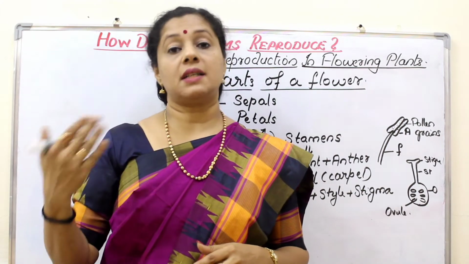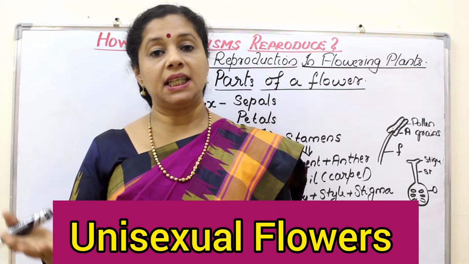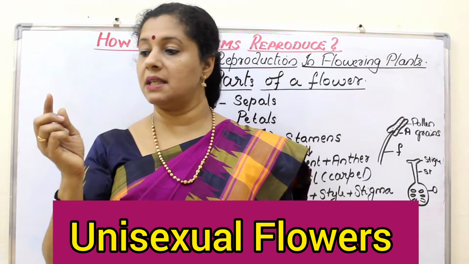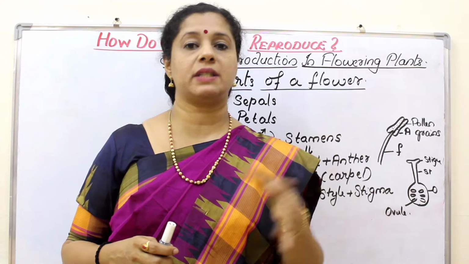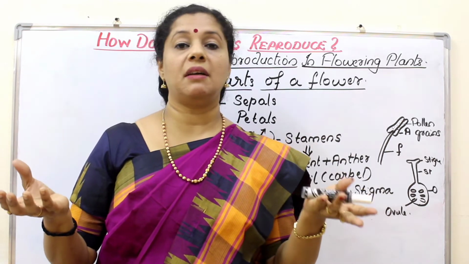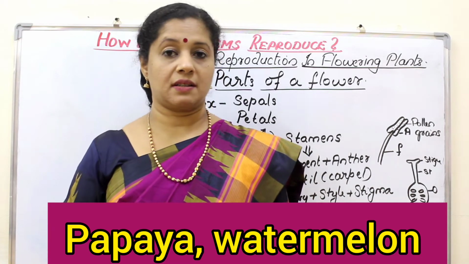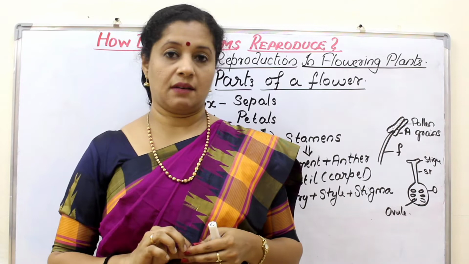Whereas there are certain other flowers which have only one sex present in them. Either stamen is there or carpel. Suppose when we take the flower, it will have sepals, petals and stamens, no carpel. Another flower will have sepals, petals and carpel, no stamen. So male flower and female flower are separate. Such flowers are called unisexual flowers. Uni means what? One.